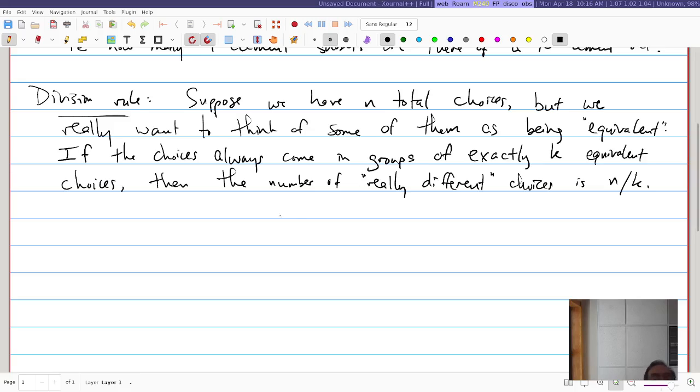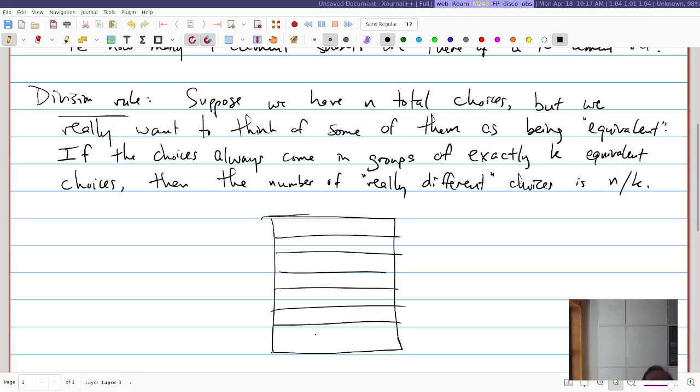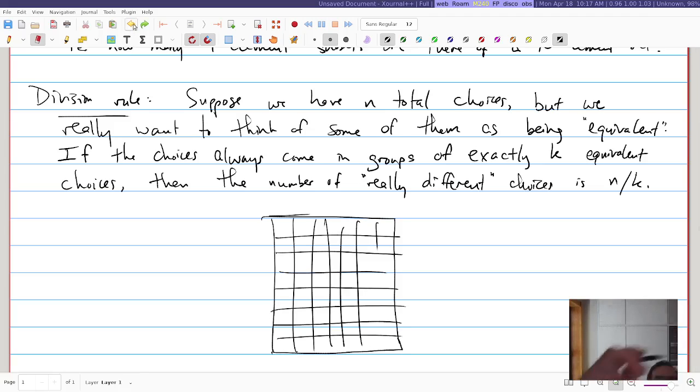All right, one way we can think of this is if we draw a rectangle. So the idea here is, I've got a whole bunch of boxes, so each box represents some choice I could make. But I'm saying, all the boxes in a given row I want to think of them as all the same, right? So all the choices on a row are equivalent.